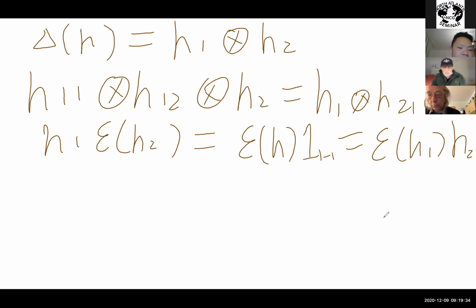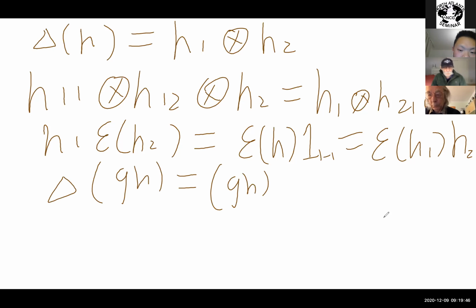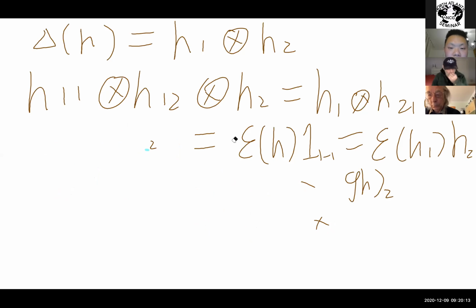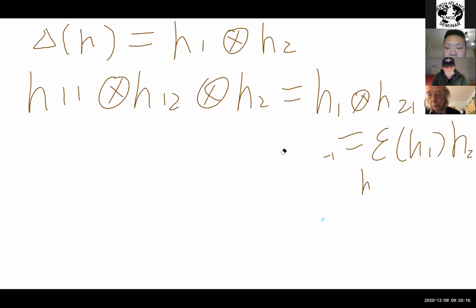And this is just the condition for the coproduct. And to be a Hopf algebra, we also need to require the coproduct Δ to be an algebra map, which means Δ(gh), which is by definition equal to (gh)_1 tensor (gh)_2, is equal to g_1 h_1 tensor g_2 h_2. And for the antipode, okay, I think I need to change another. Okay, I will show you how the antipode works in this case.